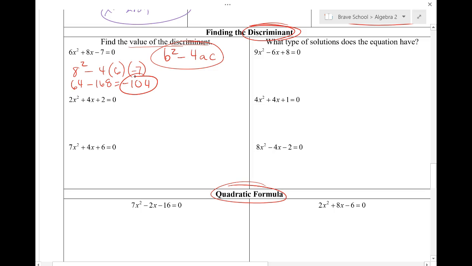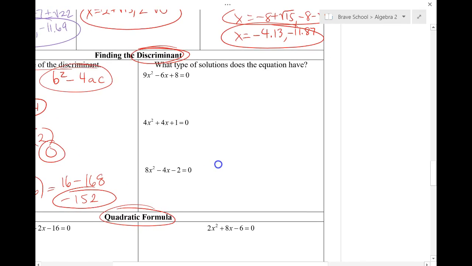And then for the next one, plug in the 4. So 4 squared minus 4 times a, which is 2, and c is 2 as well. So now 4 squared is 16, minus 4 times 2 is 8, times 2 is 16, so then our discriminant is just 0.